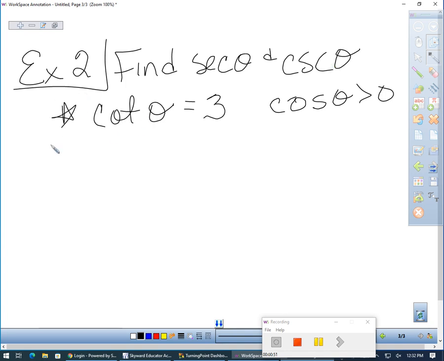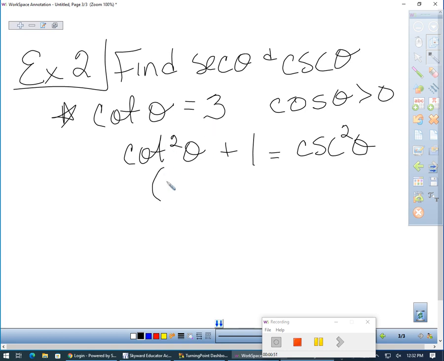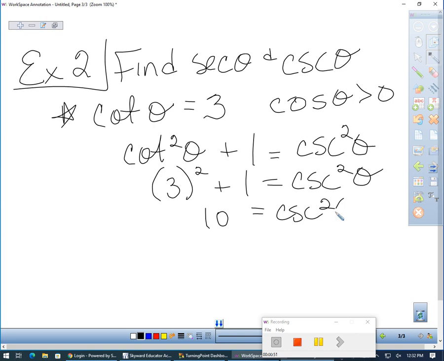Out of our 3 identities, do any of them use cotangent? The last one does, right? That one was the cotangent squared theta plus 1 equals cosecant squared theta. So we can take that 3 and plug it in here. Does everybody agree? All right, so I have 3 squared plus 1 equals cosecant squared theta. So then we get 10 equals cosecant squared theta.